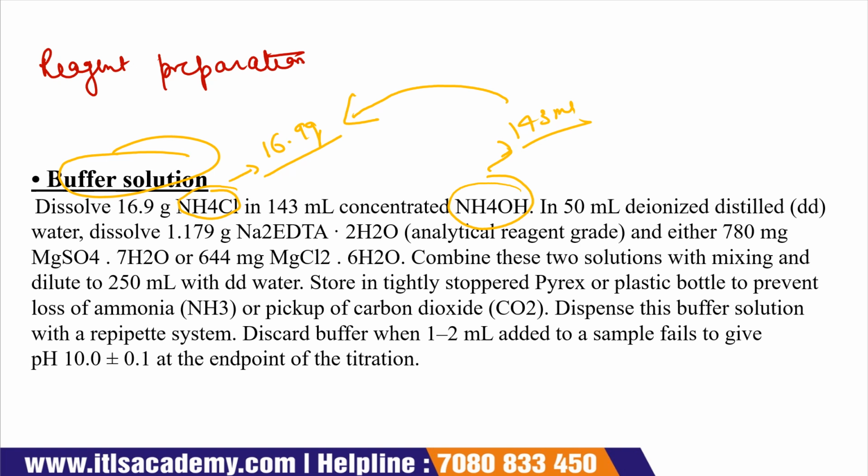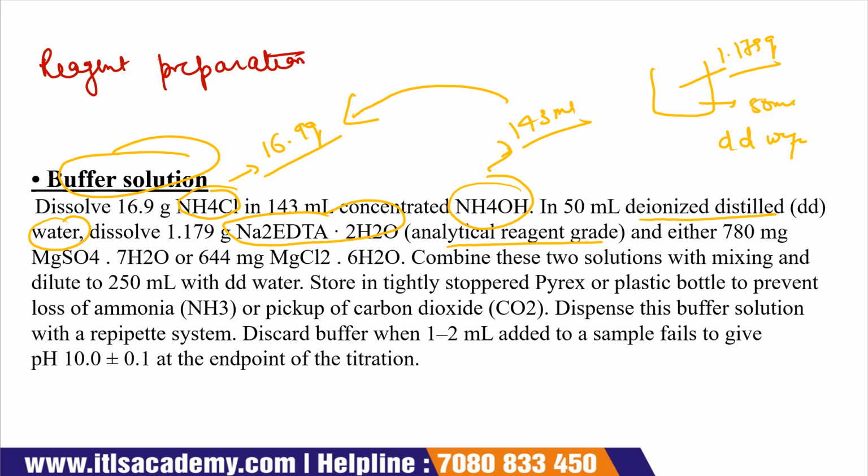Then after that, we take 50 ml of deionized distilled water, and in it we dissolve the EDTA sodium salt. Suppose that this is your beaker, and in the beaker there is 50 ml of deionized distilled water. Now into it we dissolve 1.179 gram of EDTA sodium salt. They are called analytical reagent.